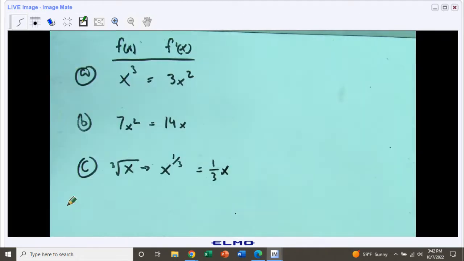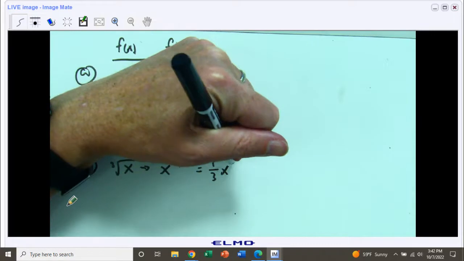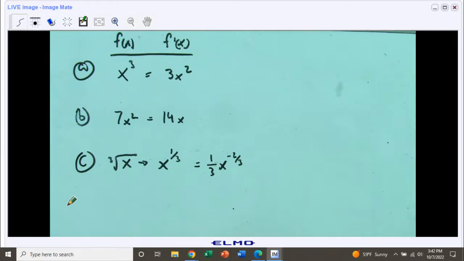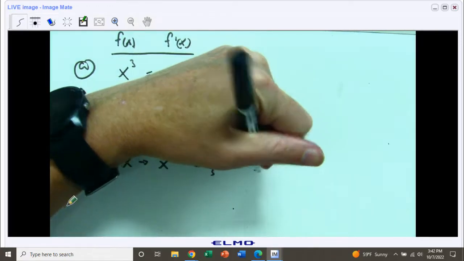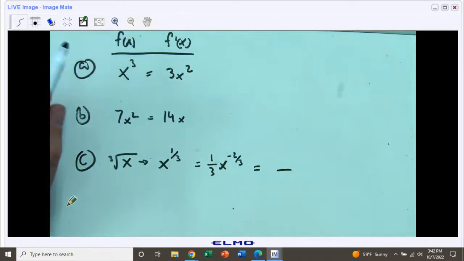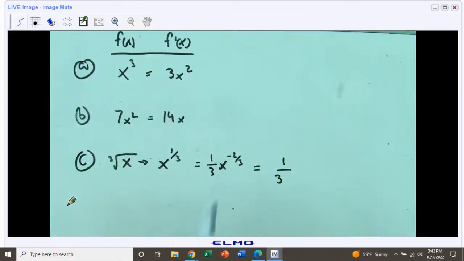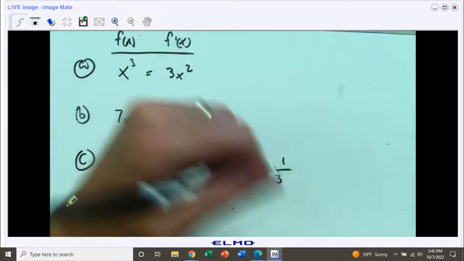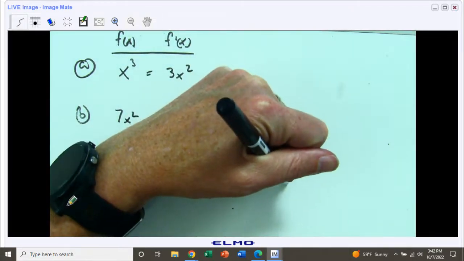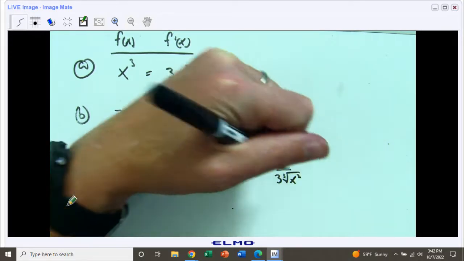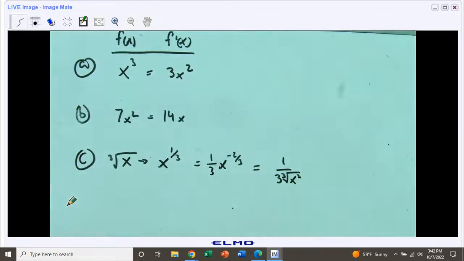Okay, and now we have to take away 1 from 1/3. So 1/3, if we take away 1, then we're going to get negative 2/3. Now that is a little bit of a mess, so we want to clean that up. So let's think about this. We're definitely going to have a fraction here. Now, in the numerator of the fraction, we'll just have this 1. In the denominator, we'll have the 3. And now this x being raised to the negative 2/3 power, that's going to bring it down to the denominator. So that's going to be, we'll have x squared, and it'll be the cube root of it. So it's going to look like that.